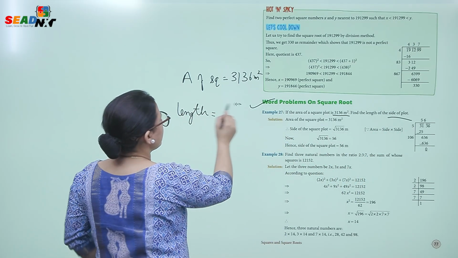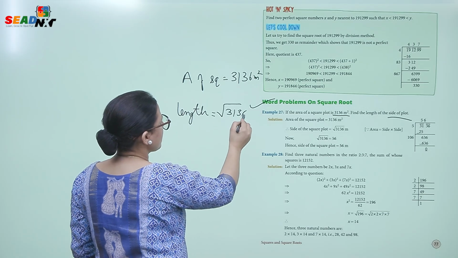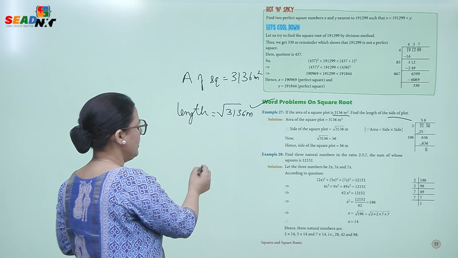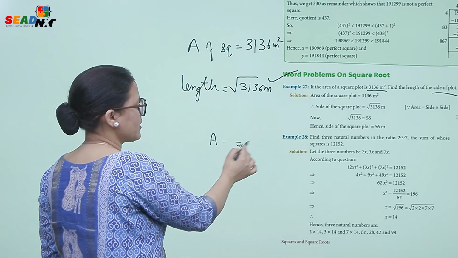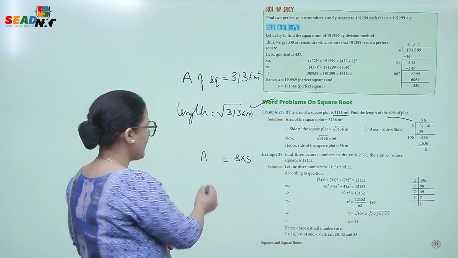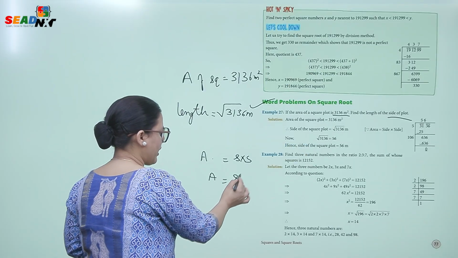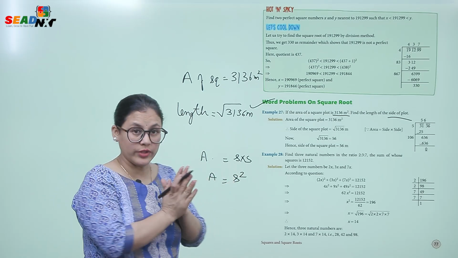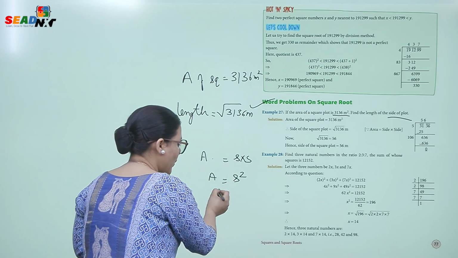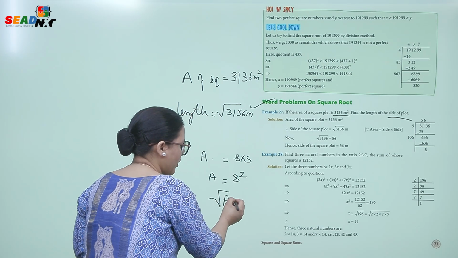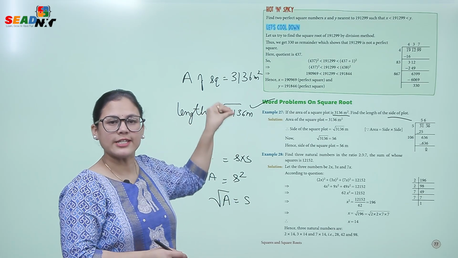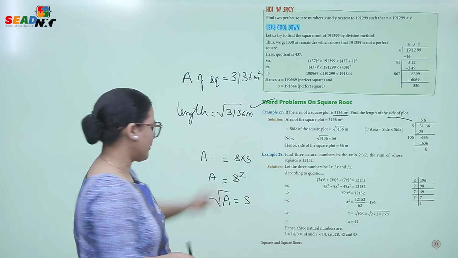So what will the length be? Look, we will take the square root of 3136 meters. Why? You must have studied in your previous classes also that area of a square is side into side. So area is equal to side square, and if we have to find the side, that is the length of the side, what do we do? We find the square root of the area. So that is why we are finding the square root of this area, right?